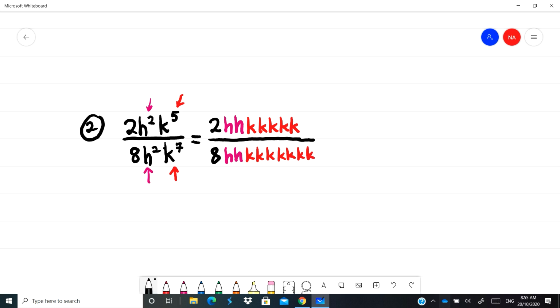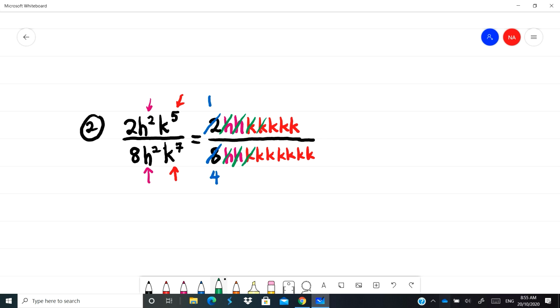So, kenapa kita nak potong atas dan bawah? Ingat, 2 bahagi 8. Okay, 2 bahagi 2, 1. 8 bahagi 8. 2 bahagi 2, 1, 8 pun kena bahagi 2. Okay, guna sifar 2. So, 8 bahagi 2, kita dapat 4. So, now potong H. H dengan H, potong. Tak ada dah H. No more H, right? So, K dengan K, right?